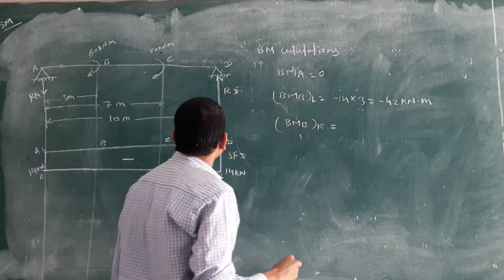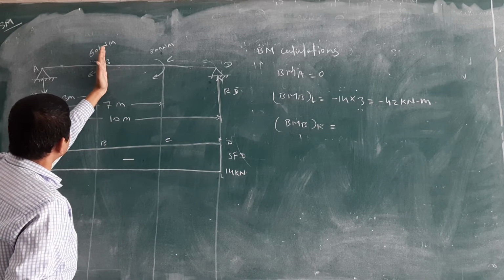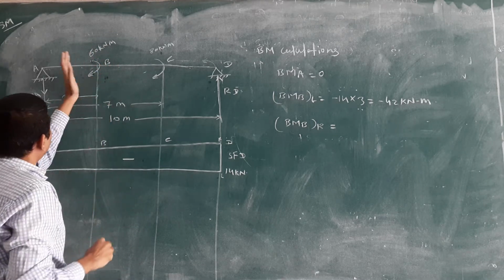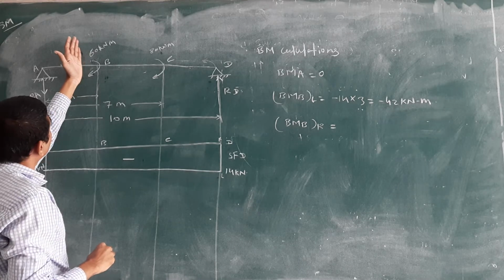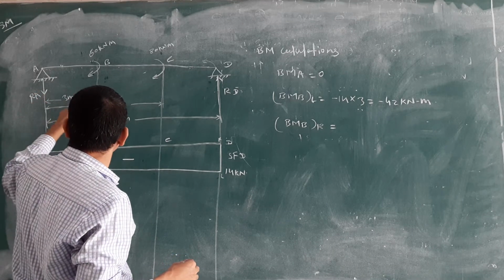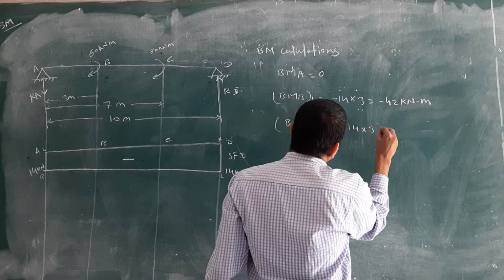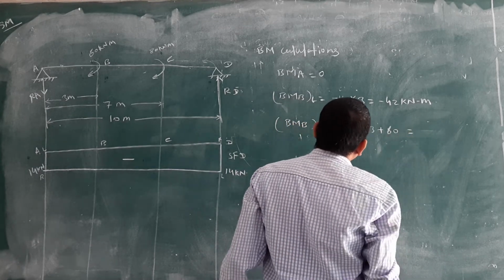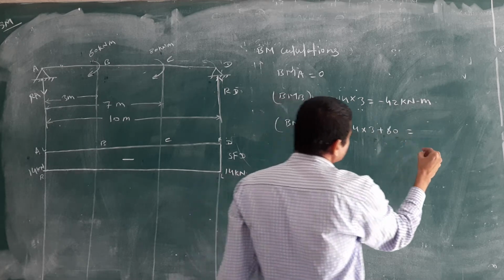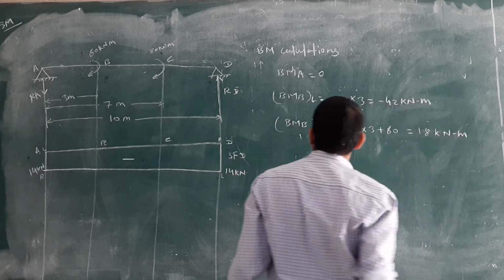Just right side. Check that. We are coming from the B right side, just right side, or beyond the B. Here, at that time, we have to consider the bending moment on the B also. Means what is this? Minus 14 into 3 plus 60. How much will you get? 14 into 3 is minus 42 plus 60 means 18. Yes, 18 kilonewton meter.